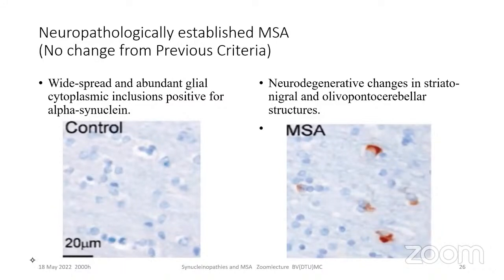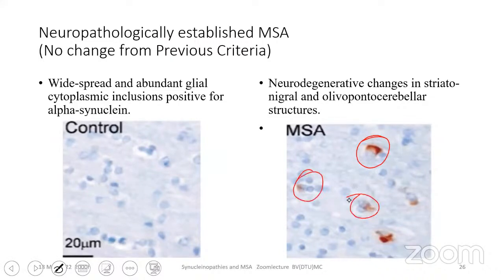They are widespread and abundant glial cytoplasmic inclusions. They are positive for alpha synuclein. And these changes are seen in striatonigral and olivopontocerebellar structures. If you look at the control smear of brain parenchyma, you can see the Lewy bodies, or the alpha synuclein precipitates here. So this is the neuropathology of MSA. Right, very nice.